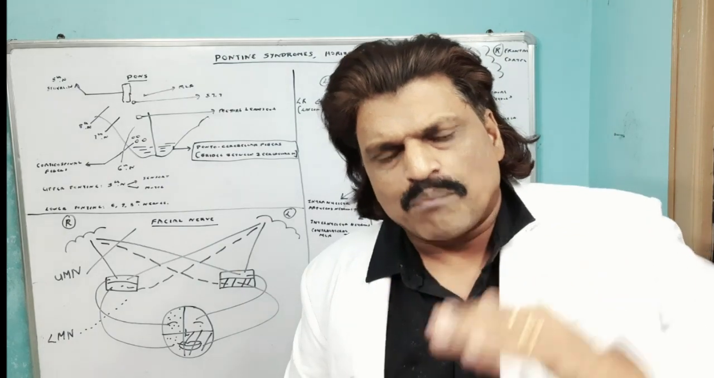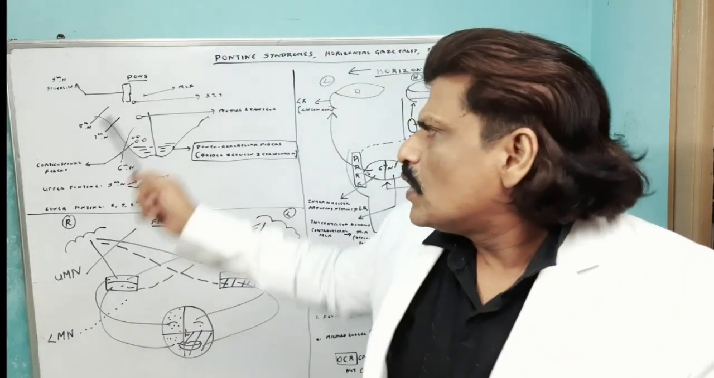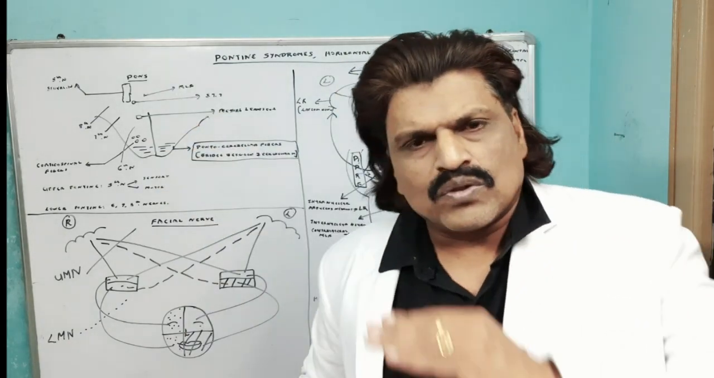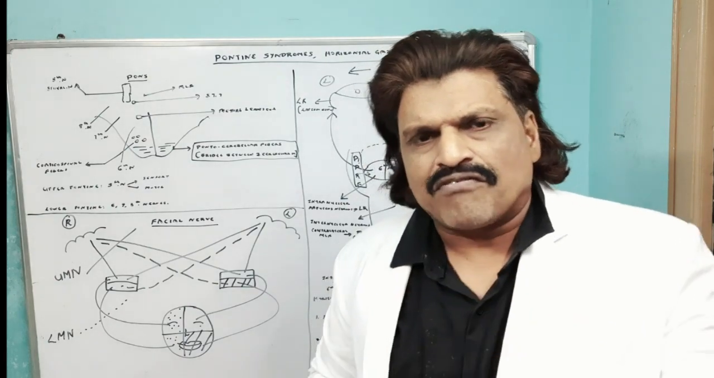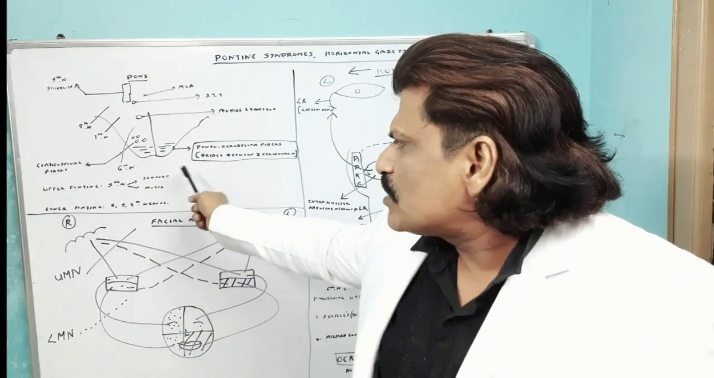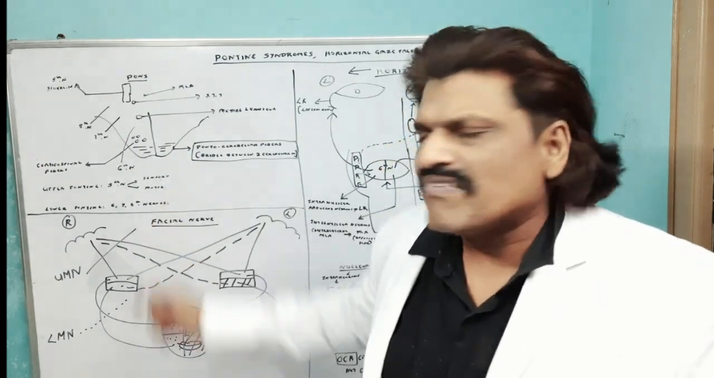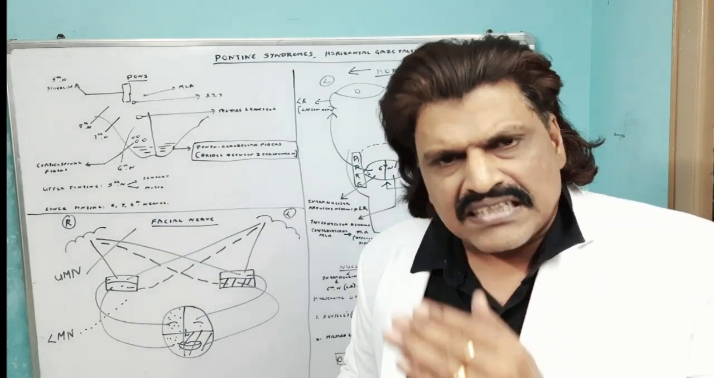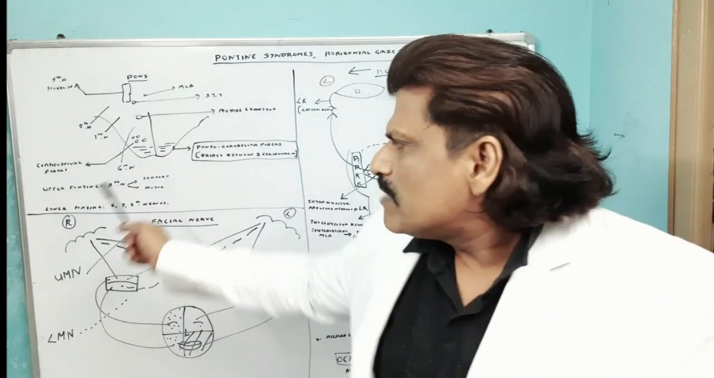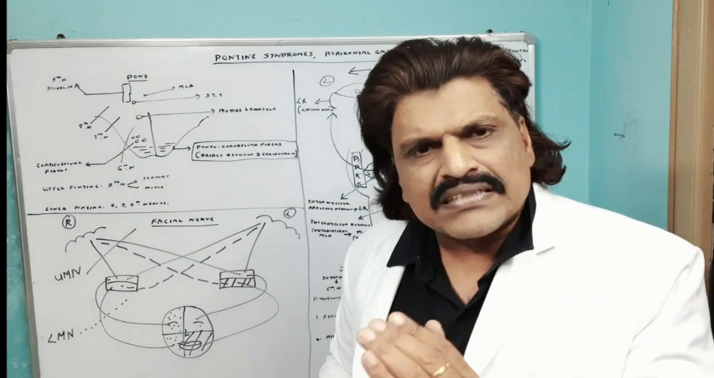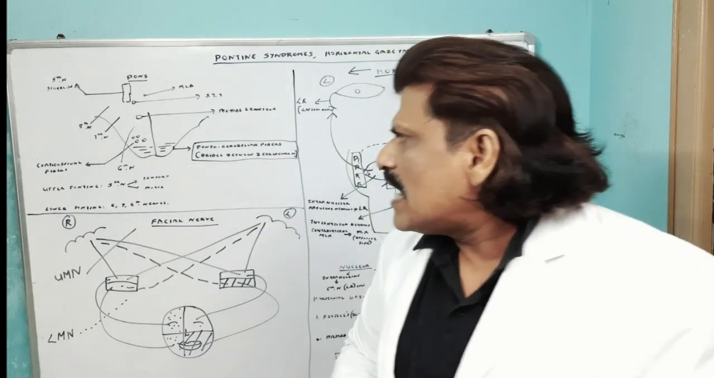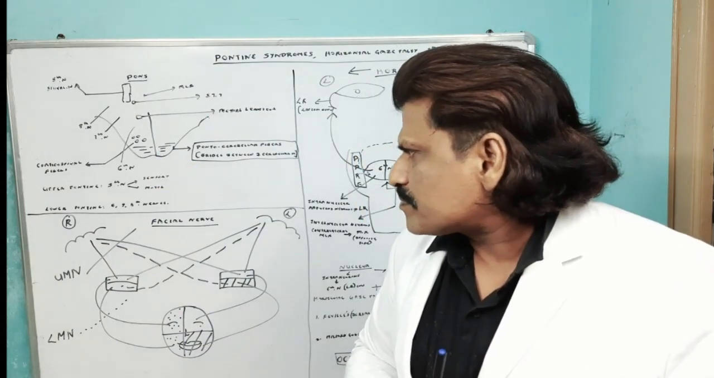Once we go to the superior section of the pons, we get the fifth nerve. So the superior section of the pons will have the fifth nerve, whereas the inferior section of the pons will have the sixth nerve, seventh nerve and eighth nerve. Sixth nerve is the medial most, lateral to it is the seventh nerve, and still lateral to it is the eighth nerve.